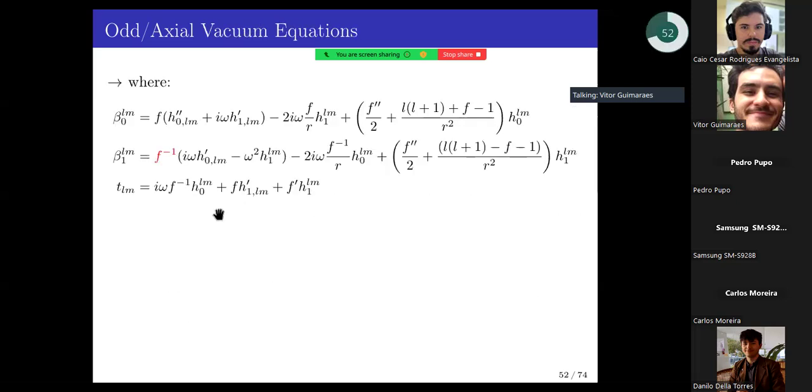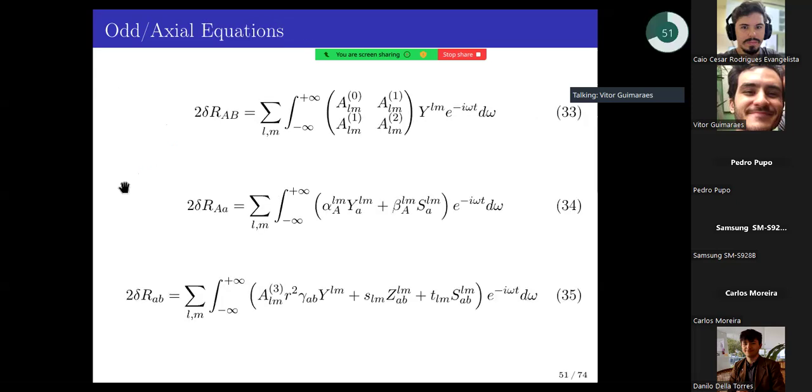You see that the odd equations are beta 0, beta 1, and t, which basically correspond to setting this equal to 1 and 0 to obtain this part here. This equal to 1 and 0. This is free, because this can be 2 or 3.